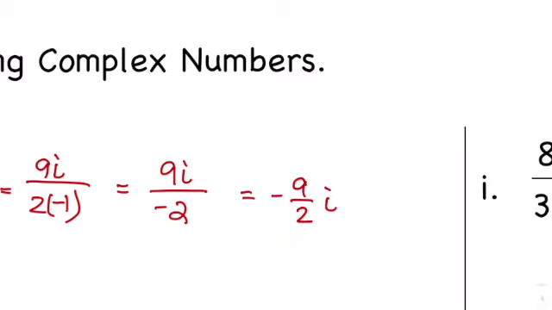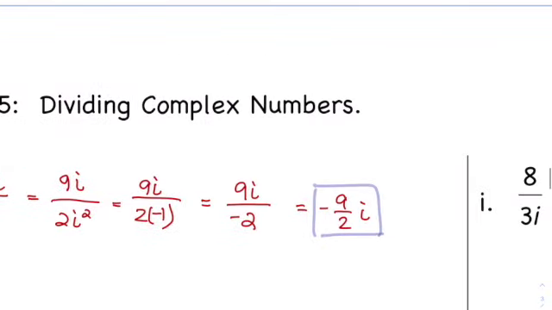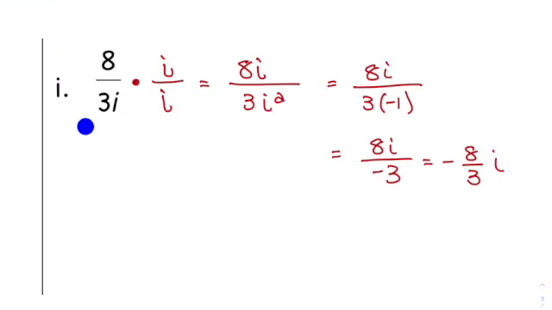And that's your answer for the problem. Please pause the video and try letter I. This is the i example. You have to multiply top and bottom by i, because i times i gives you i squared, and i squared gives you negative 1. And that's our goal. We want to get rid of the i's in the denominator.